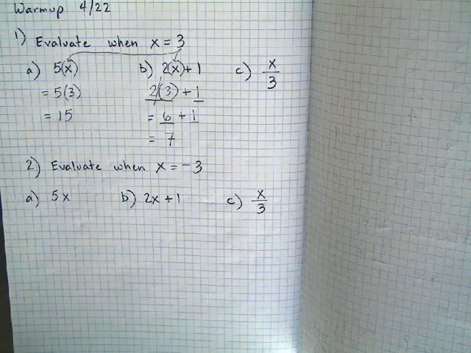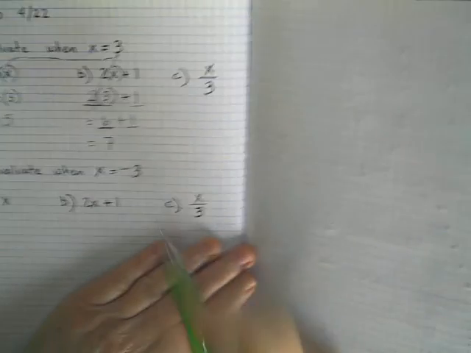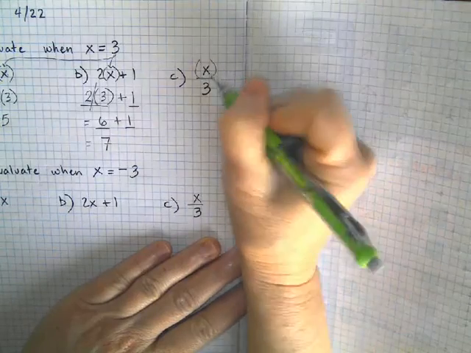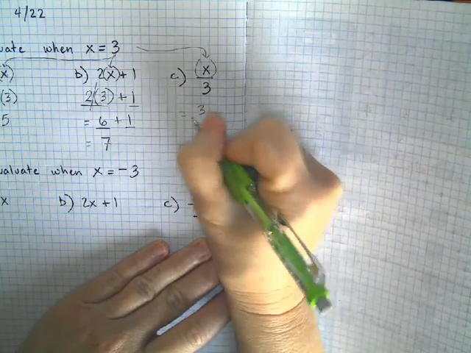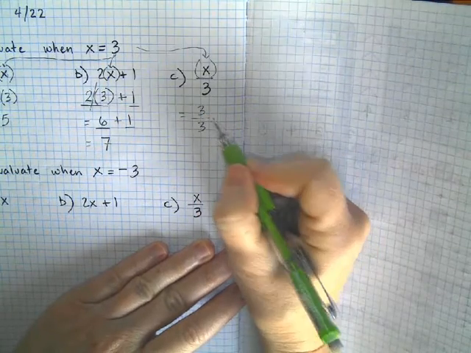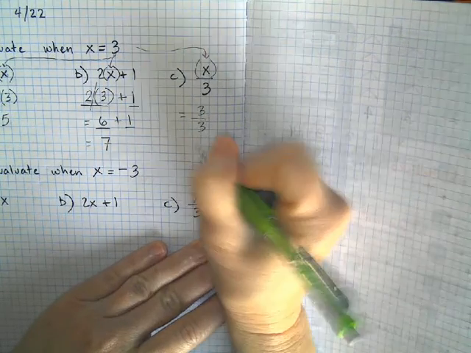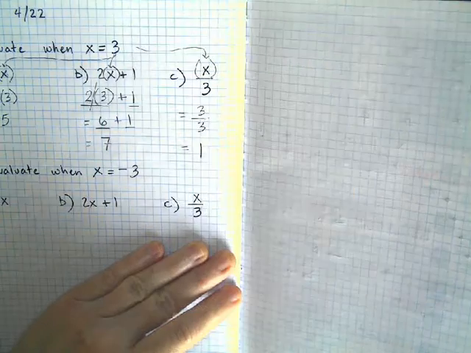Next one, again, here's my x. I'm going to put in my 3. So I have 3 divided by 3. What's 3 divided by 3? That just equals 1. Right?